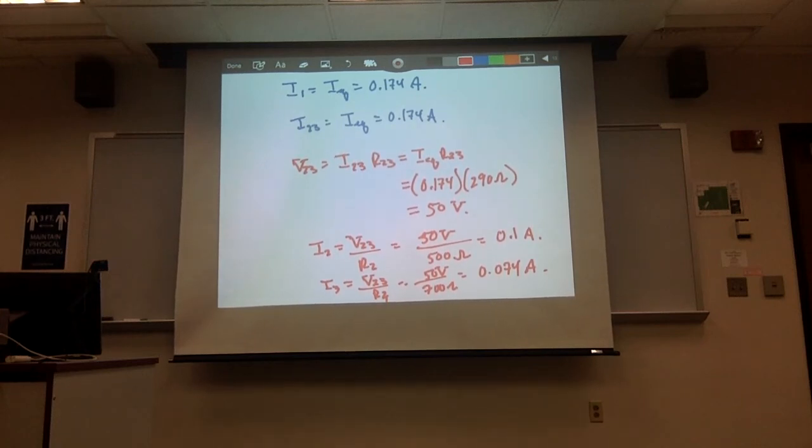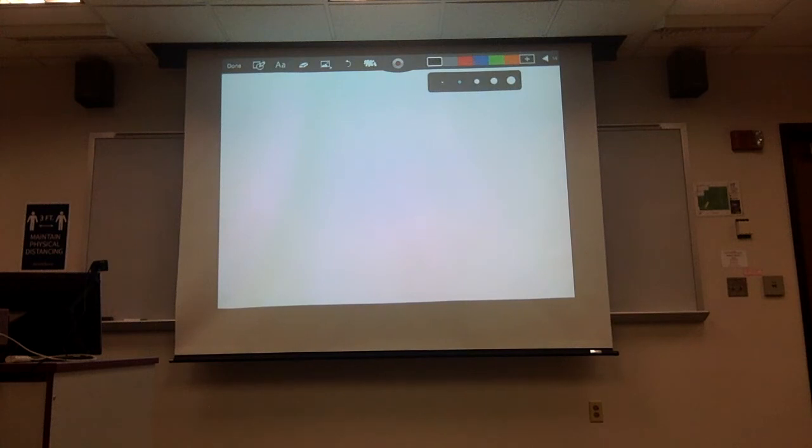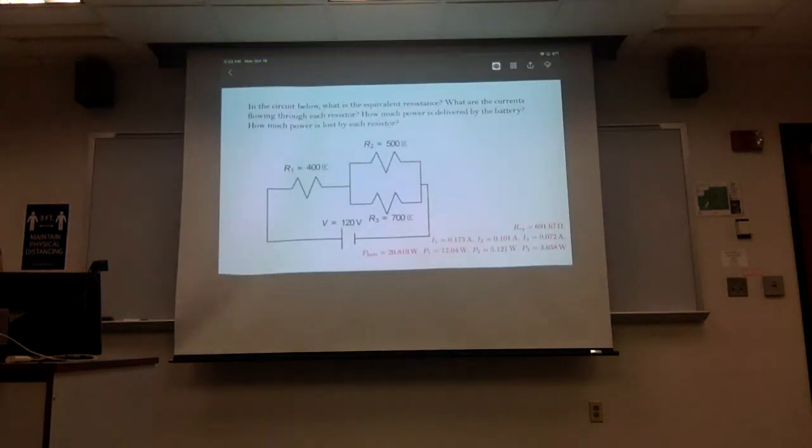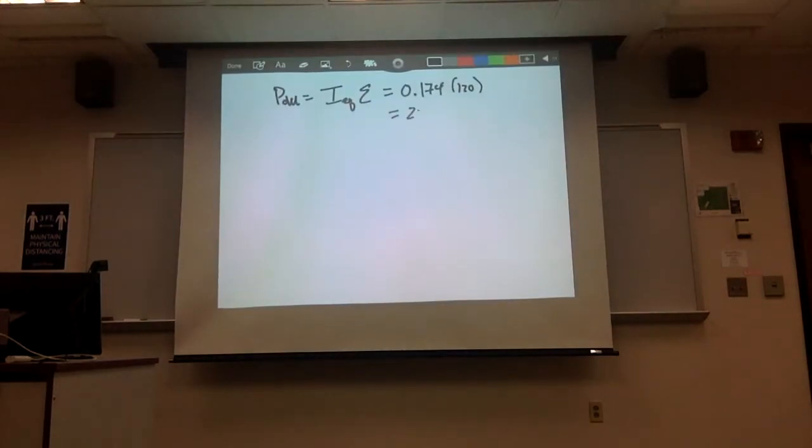The next thing we need to know is, what's the power delivered by the battery? Well, the power delivered by the battery is going to be equal to the current coming out of the battery, which is IEQ, times the potential of the battery. So this is my power delivered by the battery. It's going to be 0.174 times 120 volts, which works out to be 20.819 watts.